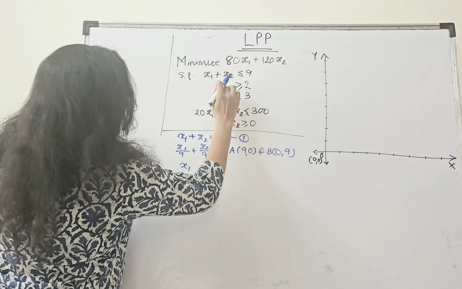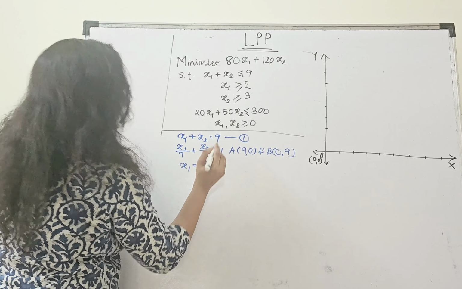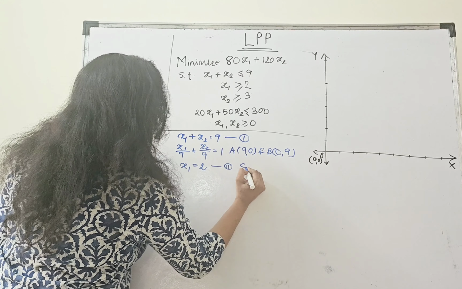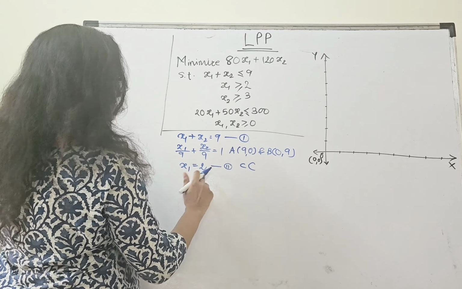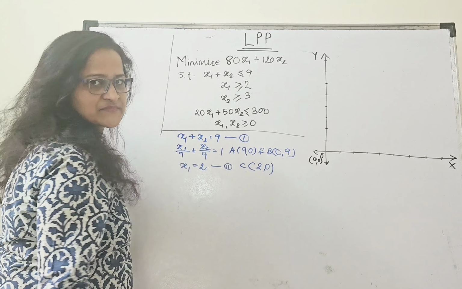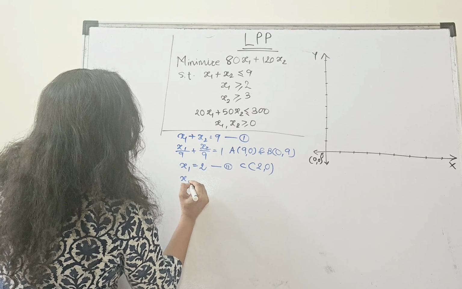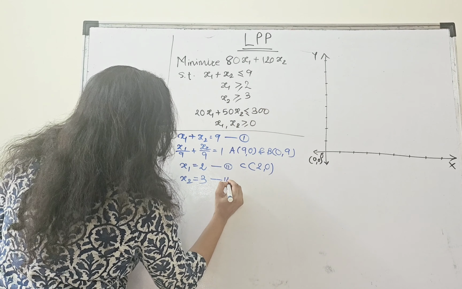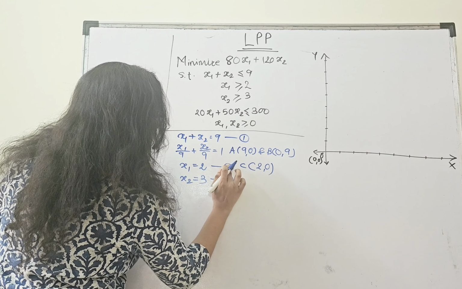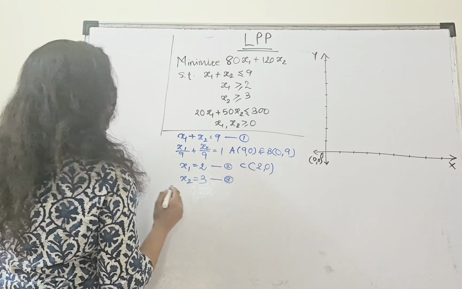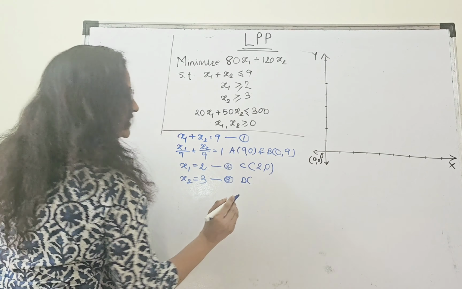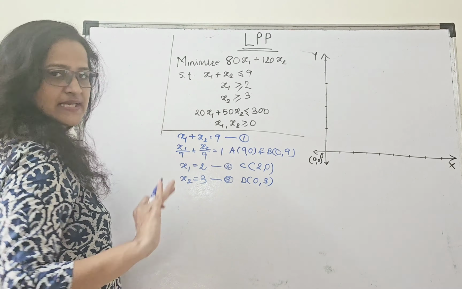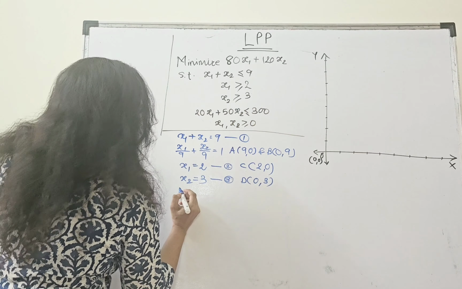The second equation is x1 equals 2. I am removing the greater than sign, so equal to 2. So straight away you get the coordinate C here. x1 is 2, so x2 is 0, correct? Next is x2 equals 3. I am removing the greater than again. This is my equation number 3. Instead of Roman numerals, I will write numbers. So this is my point, for example, where x1 is 0 and x2 is 3. Easy up to this?